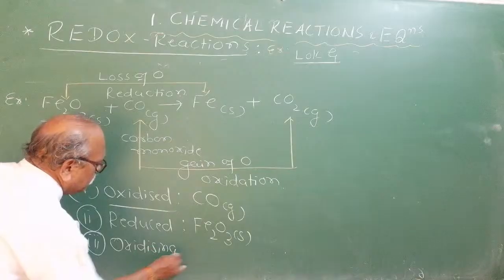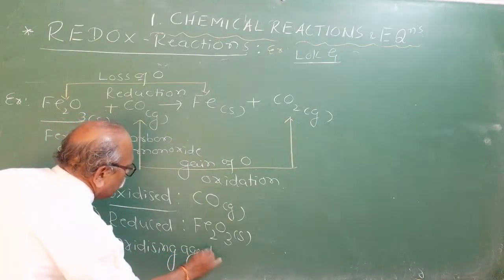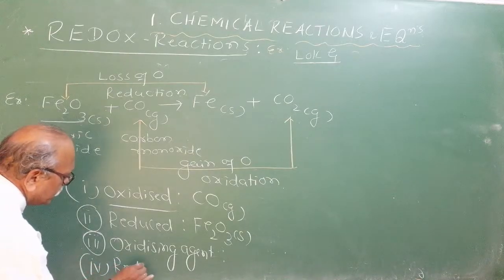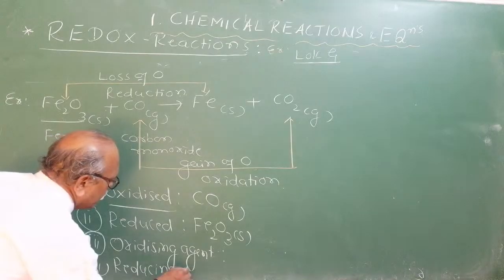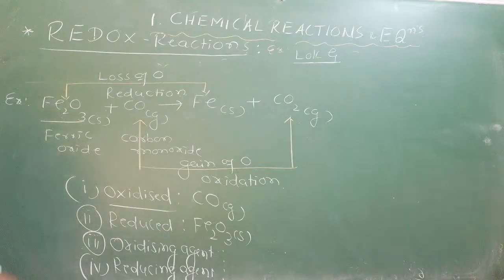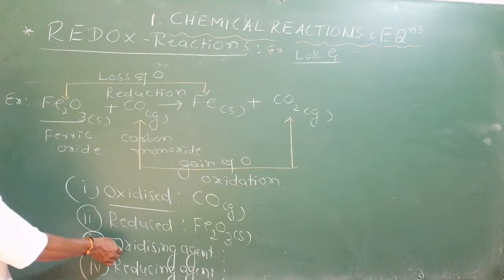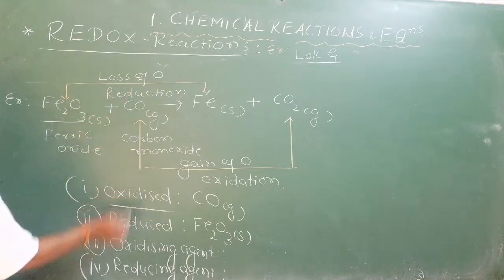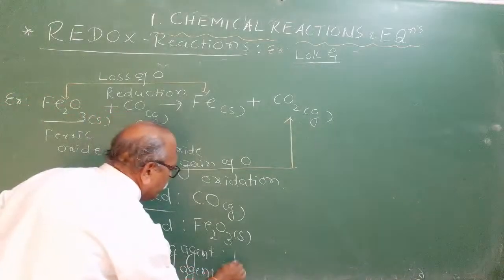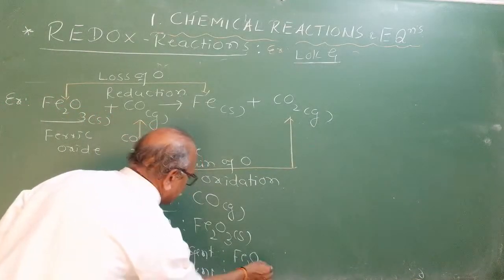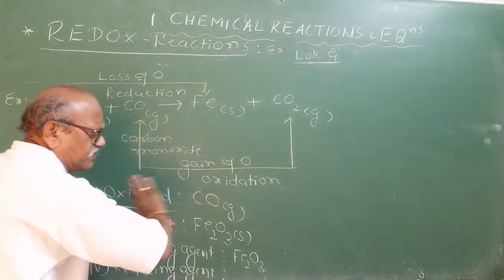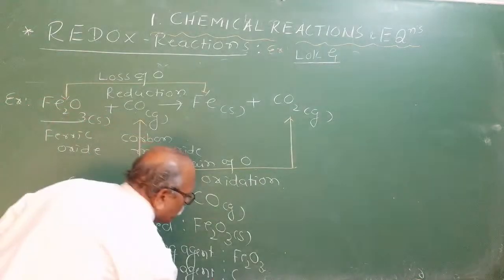Important question, many students confuse it. Oxidizing agent. Many of you make a mistake here. And fourth one is reducing agent. Just to remember, reducing agent. What is reducing agent? Oxidizing agent is the one which itself undergoes what? Reduction. Therefore, oxidizing agent is the one which undergoes reduction. Which is undergoing reduction? Fe2O3 is considered the oxidizing agent. Reducing agent is the one which itself undergoes oxidation. Very simple. Carbon monoxide. That's all.